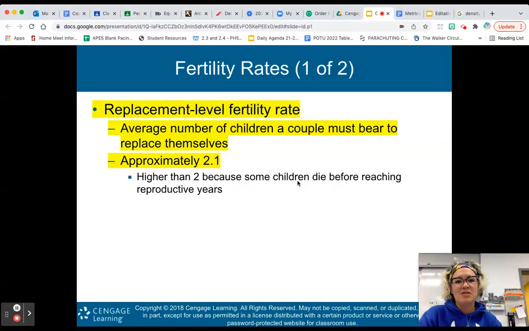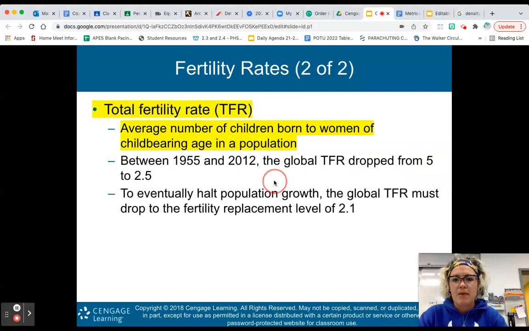Replacement level fertility is the average number of children a couple must bear to replace themselves. The average is 2.1 just because some children die before reaching reproductive years. We talk about total fertility rate, average number of children born. Between 1955 and 2012, the global TFR dropped from 5 to 2.5. To eventually halt population growth, the global TFR must drop to the replacement level of 2.1, and it's got to stay there. It's got to be sustained.